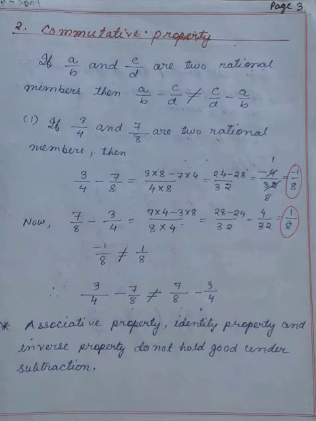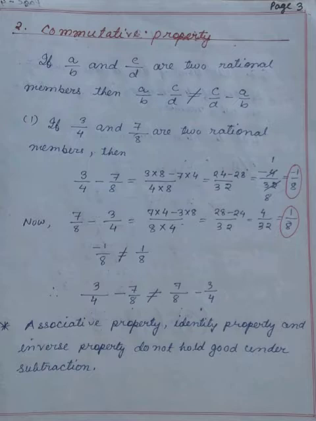To see the validity of the property, we are taking two rational numbers 3 by 4 and 7 by 8. 3 by 4 minus 7 by 8, I have written 3 by 4 in the first place and 7 by 8 in the second order. We get the result minus 1 by 8.